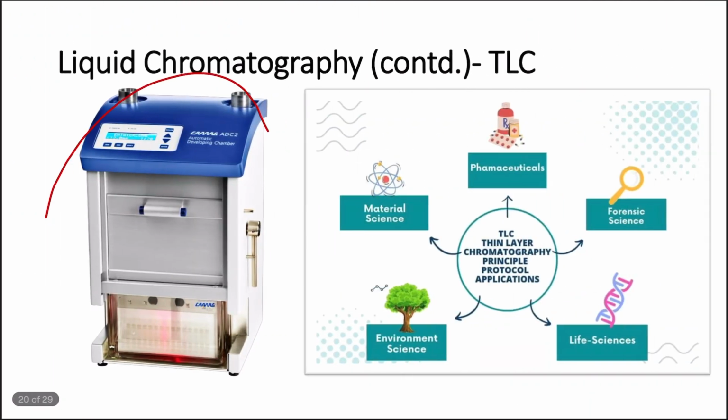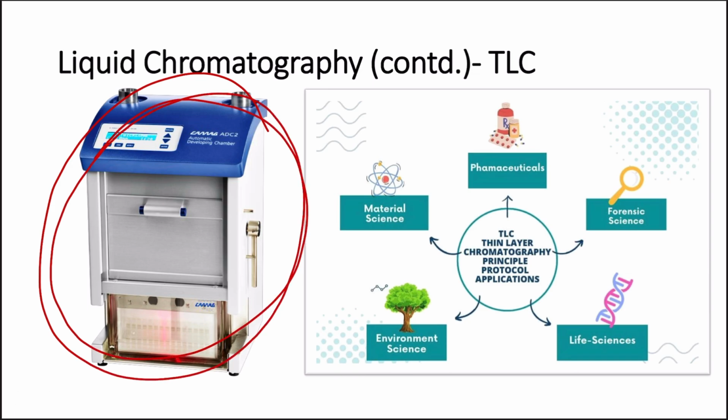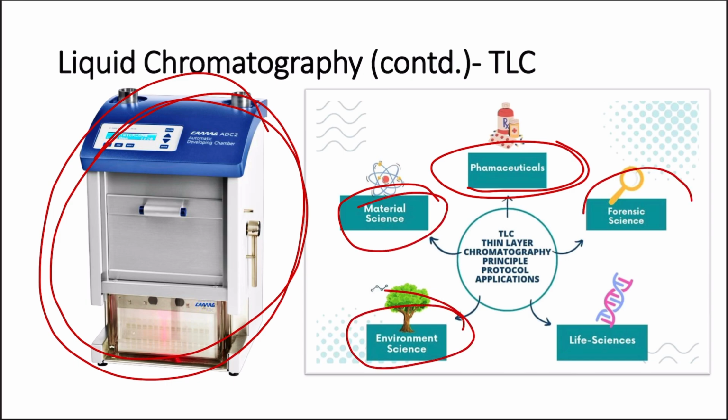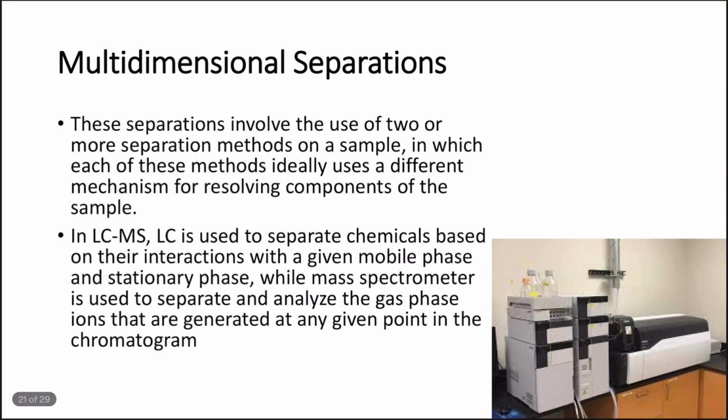So this is the thin layer chromatography machine, and you can see the different applications. It is used in the pharmaceutical industry, material science, environmental science, forensic analysis, and also in life sciences. I will be coming to the applications in the next slides. Before that, we will go to multidimensional separation, that is combining two different separation methods.